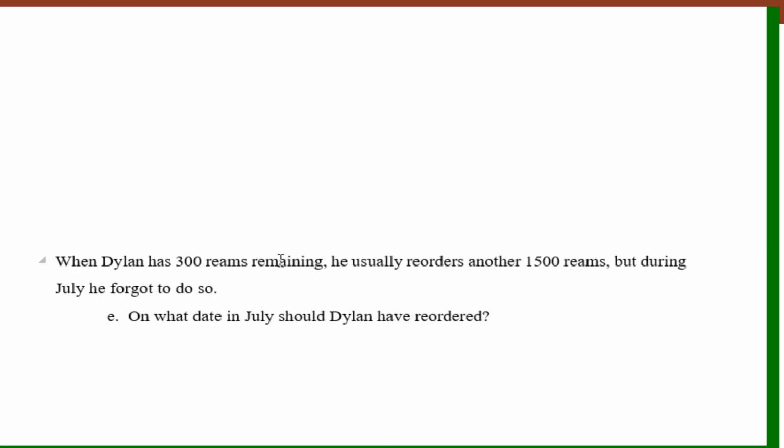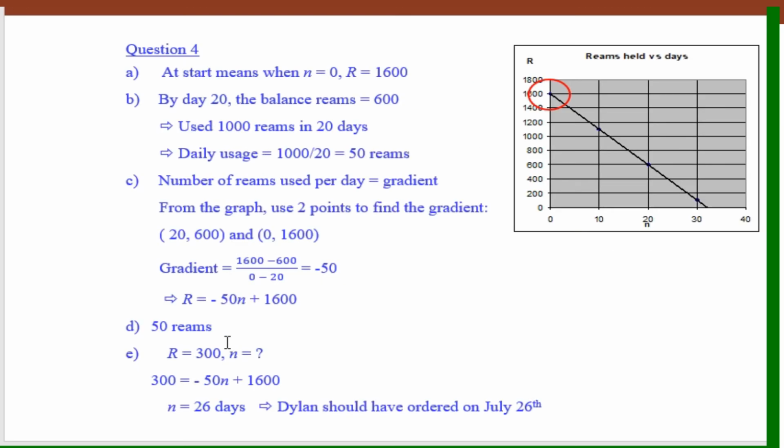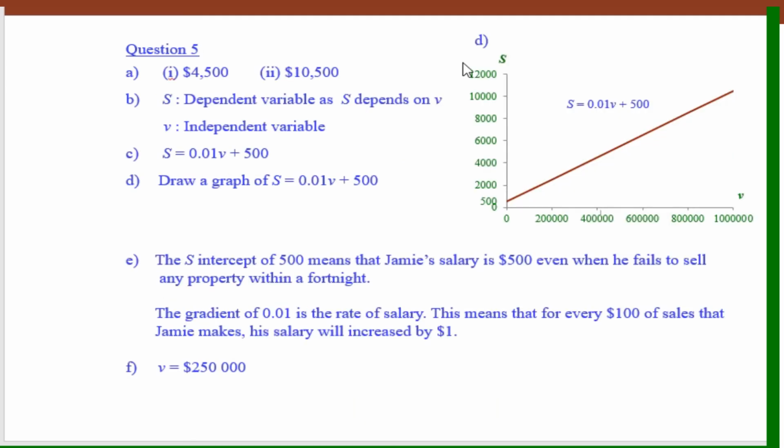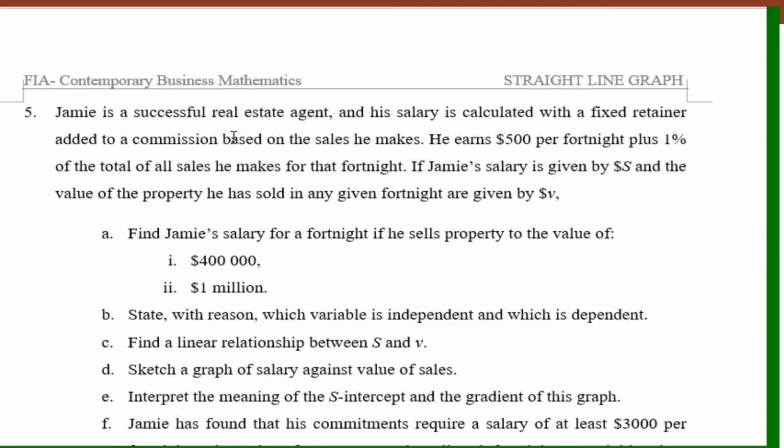When Dylan has 300 remaining, he usually reorders another 1,500. But in July, he forgot on what date he should have reordered. So at 300, he reorders, right? So you find when R is equal to 300, what day is that? So R equals 300 is negative 50N plus 1,600. Your N will be 26. So he should have reordered on the 26th of July. Okay, let's look at question 5.